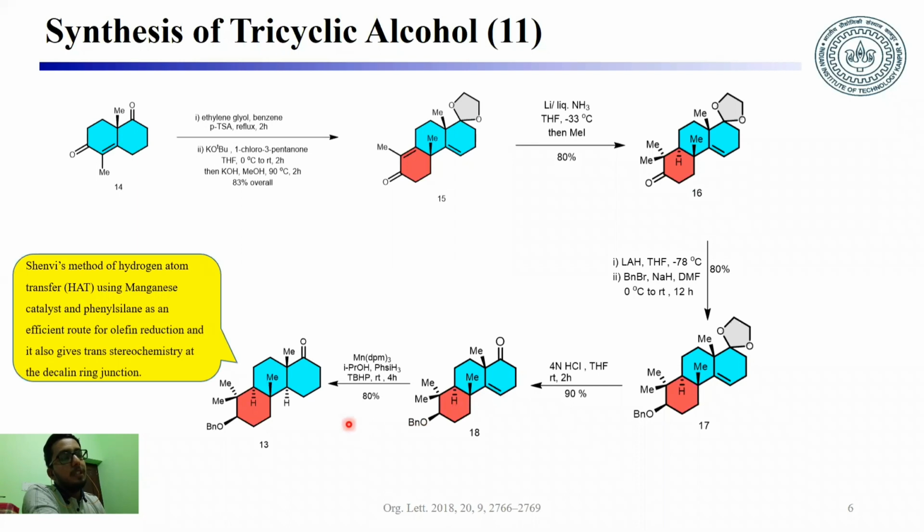So here comes the Shenvi method of hydrogen atom transfer, which uses a manganese catalyst and phenylsilane. This method uses a manganese catalyst and phenylsilane to reduce the double bond, and it is a very efficient route for olefin reduction, and it also gives trans stereochemistry at the decalin ring junction. So by using this chemistry, we solve our two problems. First, it does not affect this OBn group, and also it gives us trans stereochemistry at this decalin ring junction.